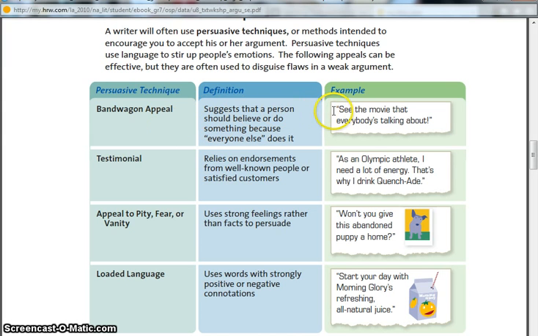Here's an example. See the movie that everybody's talking about. This use right here of saying that everybody's doing it, that's the bandwagon appeal. And that makes me think I should do it too because everybody else is doing it.